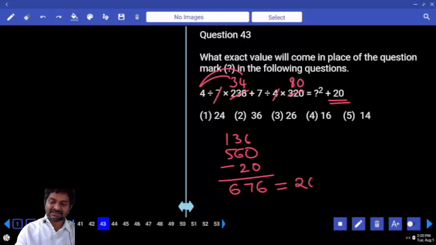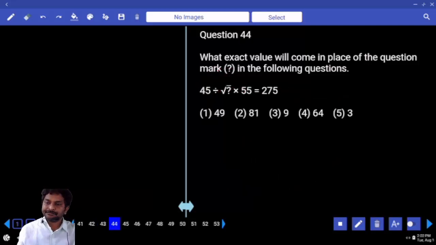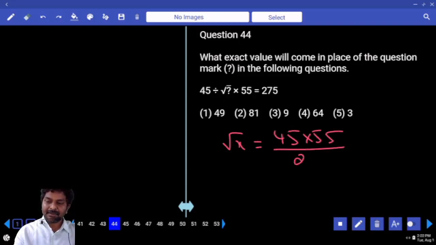Which square is this? Right. Root x goes to right hand side. That is, 45 into 55 divided by 275 only.